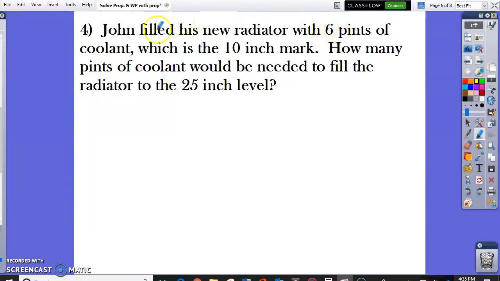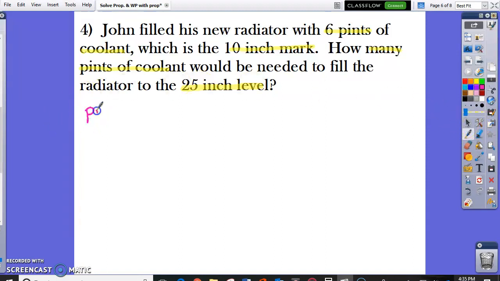So, it says John filled his radiator with 6 pints of coolant, which is to the 10-inch mark. How many pints of coolant would he need to fill the radiator to the 25-inch level? So again, find your 2 ratios, find the 2 things we're comparing. We've got pints and inches. We're looking for pints for these inches, so that is where you're going to start.